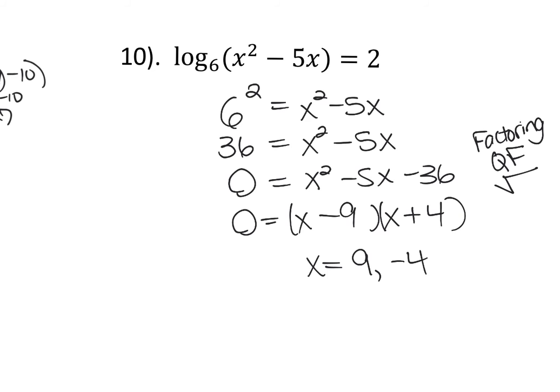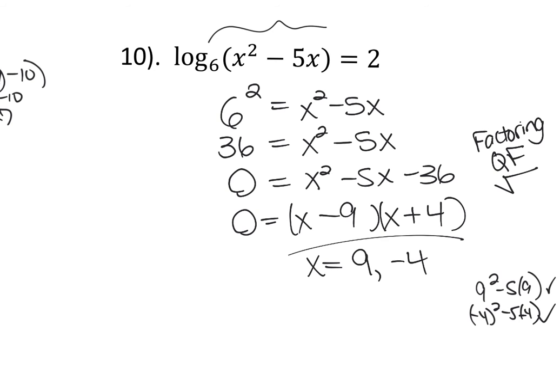And before I circle either one of those, I want to plug them back in because my unknown is in one of these two positions and I need to make sure it comes out positive. So when I plug in 9, I get 9 squared minus 5 times 9, or 81 minus 45, that's positive. And negative 4 squared minus 5 times negative 4, that's going to be 16 plus 20, that is also positive. So both of them do work, and I can circle them.